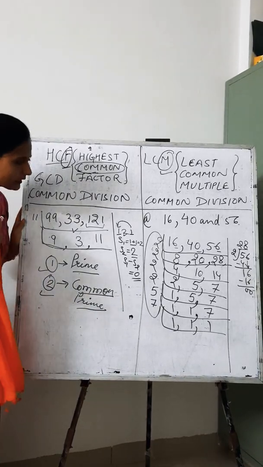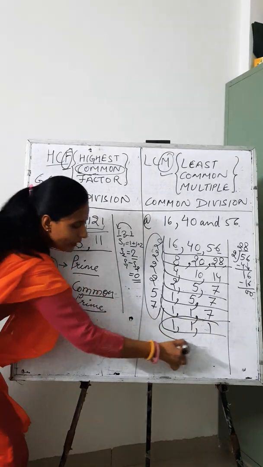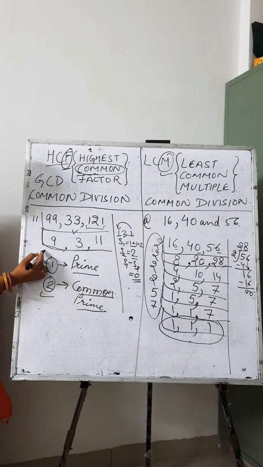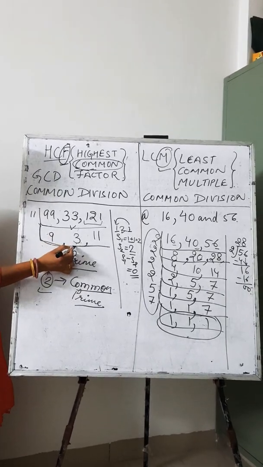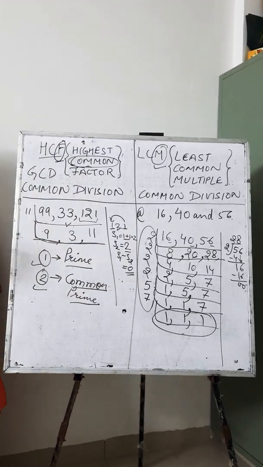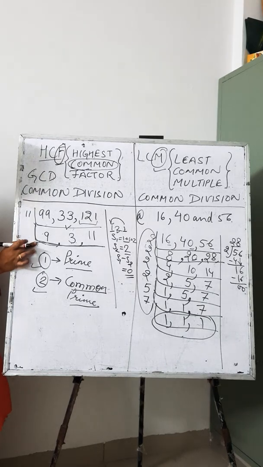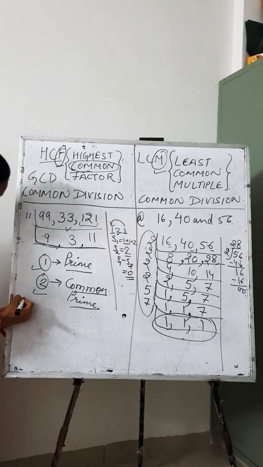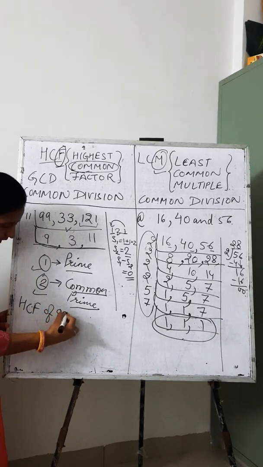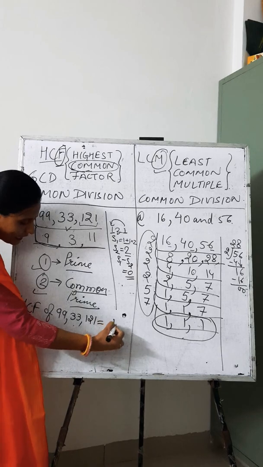That is, in the LCM we are stopping our journey at 1, and here in the HCF we are stopping our journey at the prime number. And second thing, because these three numbers are not going with a common prime number, that is why I have to stop my journey. And what will be the HCF of this? HCF of 99, 33 and 121 will be 11.